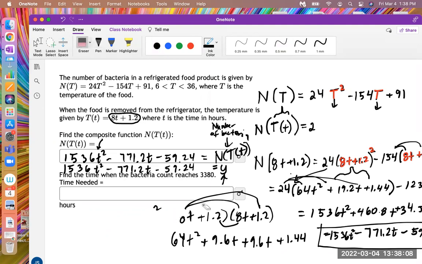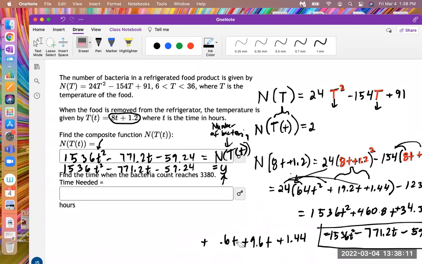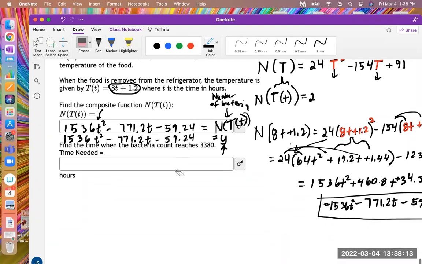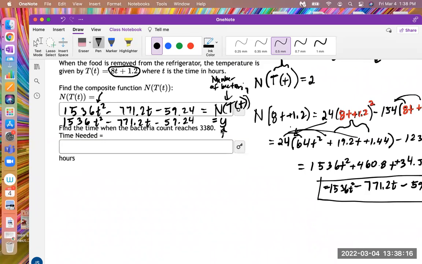So let me erase this part down here. This is where I'm going to plug in the 3380, where the y is. So I'm going to write it out: 15.36 t squared, I'm going to make my t a little curl at the end, minus 771.2 t minus 59.24 equals, and I'm going to plug in for the y 3380. Now it's a quadratic equation and I need to solve for that quadratic equation.